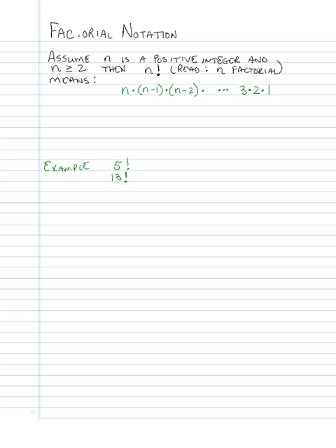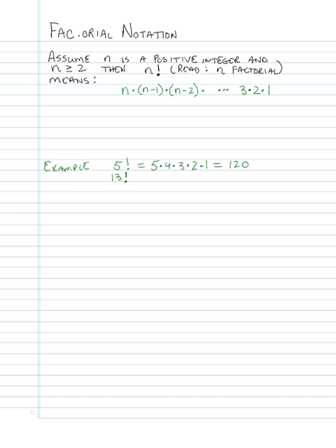So for instance, 5 factorial would mean we'll take the 5, and then multiply with a 4, and then multiply with a 3, then multiply with a 2, and then finally multiply with a 1. Well, of course, the 1 doesn't change things much. But if we do the calculation there, we will actually get 120.